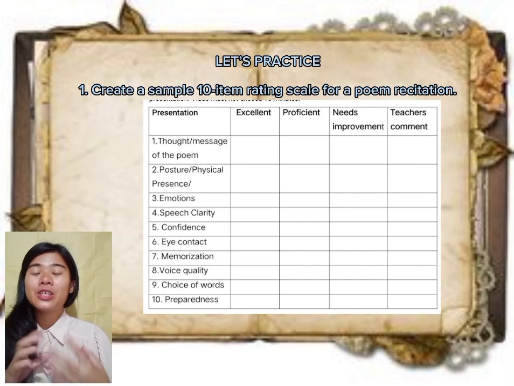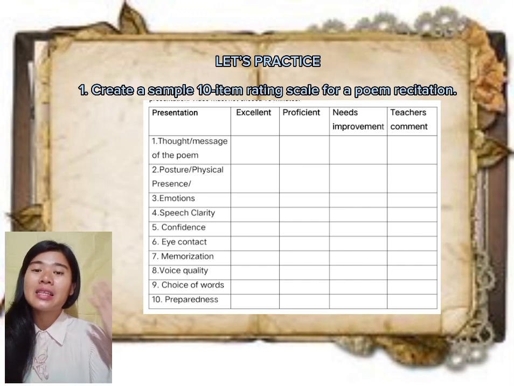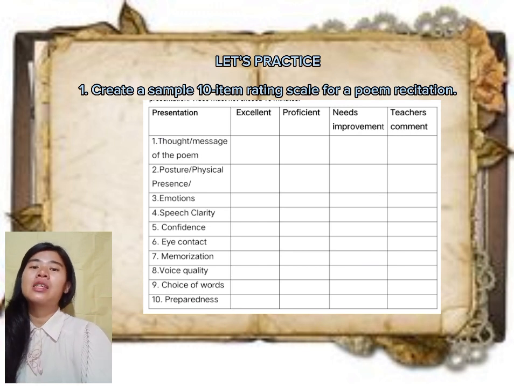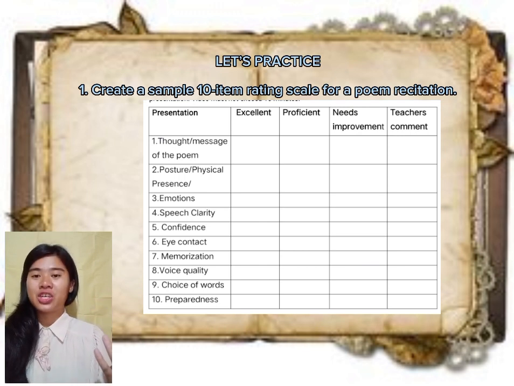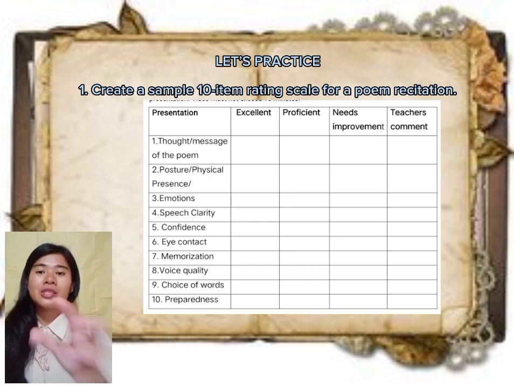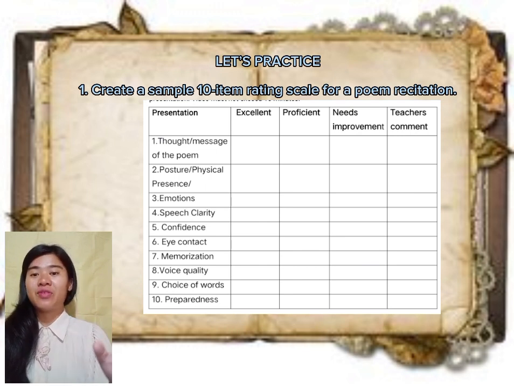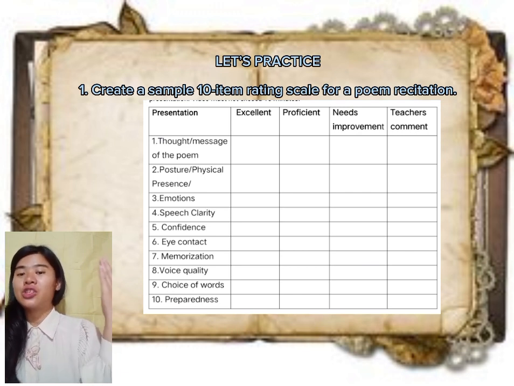So let us now proceed to the last activity. Create a sample 10-item rating skill for a poem recitation. So here is my sample rating skill for a poem recitation. Presentation is in the first column. Next is the specification, which is excellent, proficient, needs improvement, and then the teacher's comment.